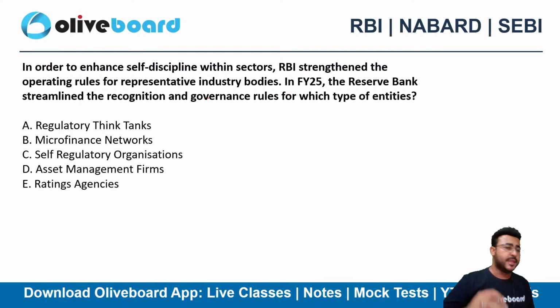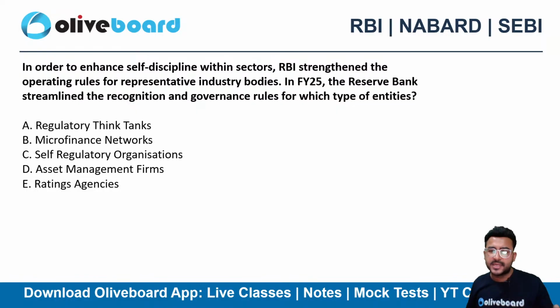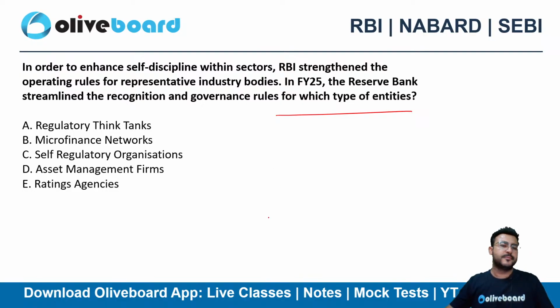Okay. Next is, in order to enhance self-discipline within the sector, RBI strengthened the operating rules for representative industry bodies. In financial year 2025, RBI signed the recognition and governance rule for which of the following entity? Regulatory think tanks, microfinance networks, self-regulatory organizations, asset management firms or rating agencies.